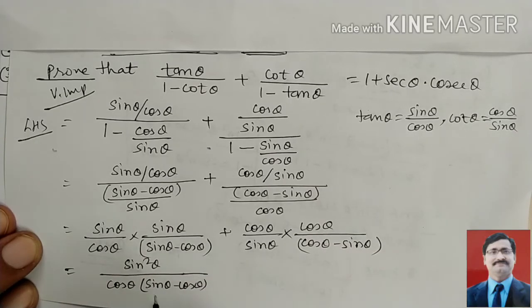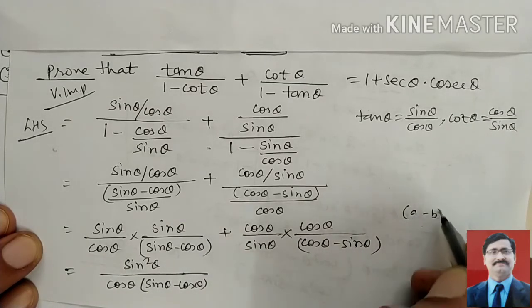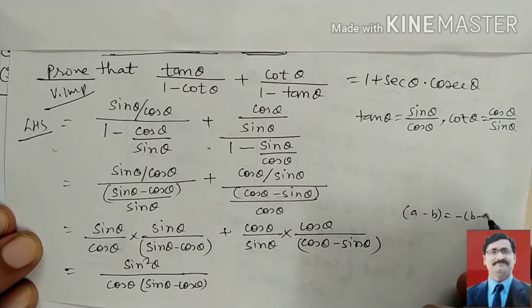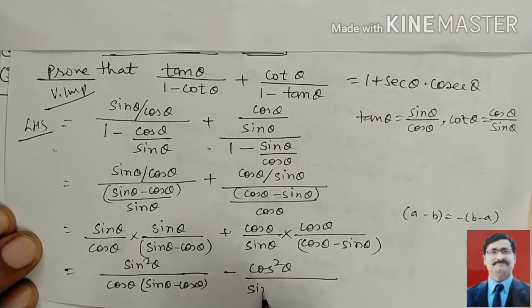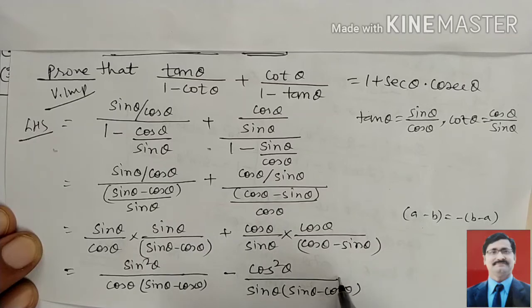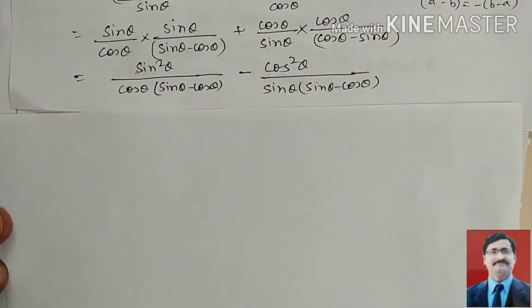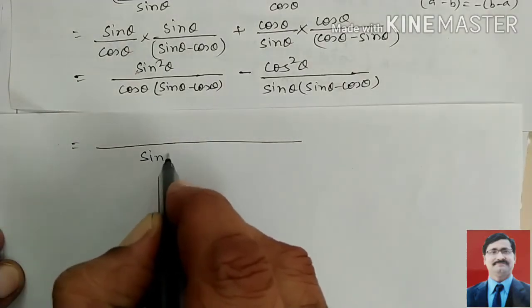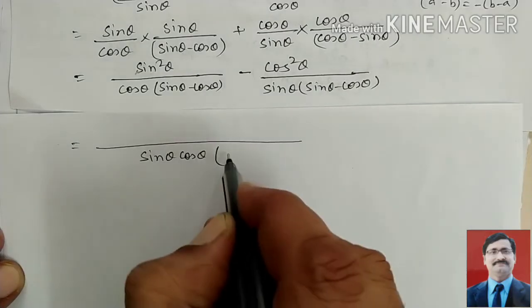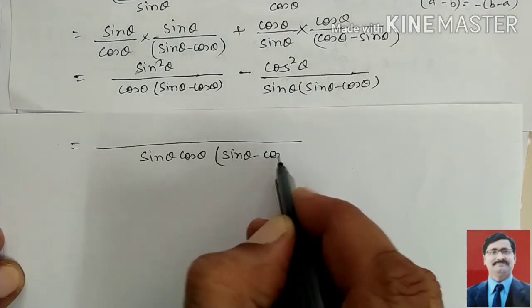Look here, one time we have sine theta minus cos theta, here cos theta minus sine theta, so you can take common. Look here, a minus b you can write as minus b minus a. Minus you can take common, no problem. So you take minus common from here, and cos into cos is cos square theta upon sine theta, and this will be sine theta minus cos theta. Now you take LCM. LCM is here sine theta, cos theta, and sine theta minus cos theta.